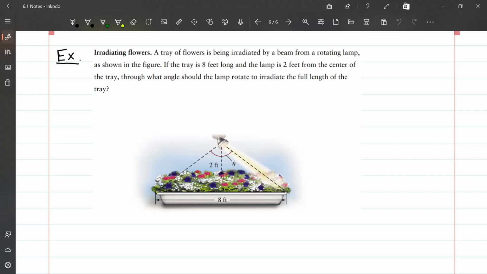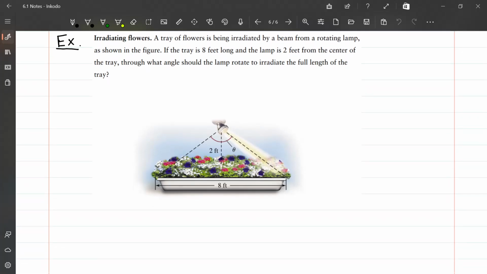Now, we know the length of the tray in which these flowers are placed is 8 feet long from one side to the other. We also know that if you measure the distance from exactly where the lamp is placed to the center of the tray, we get a length of 2 feet. So the question is, what is the total angle that this lamp should rotate through in order to irradiate, or as normal people would say, to give light to all of the flowers in this tray?